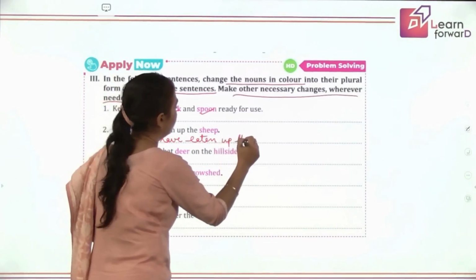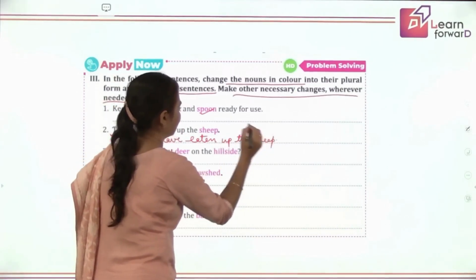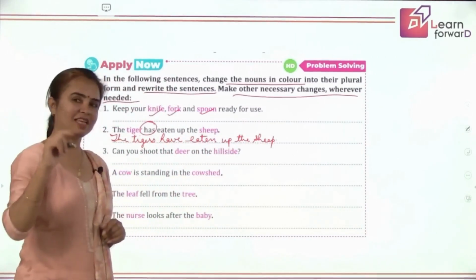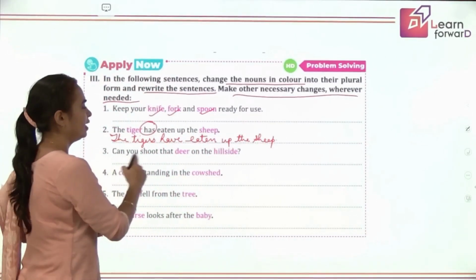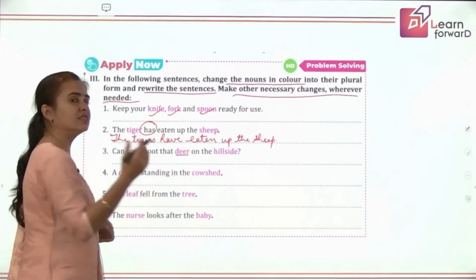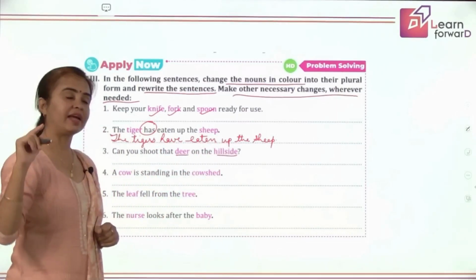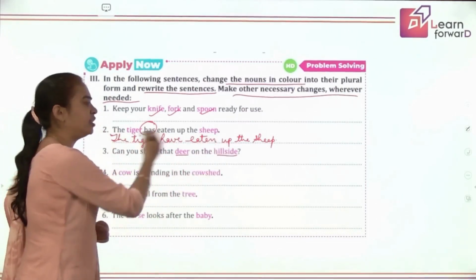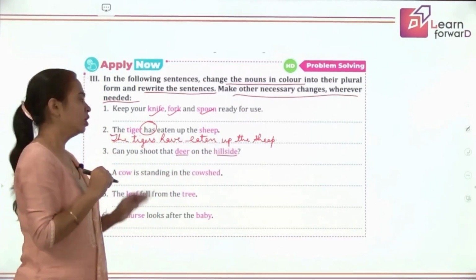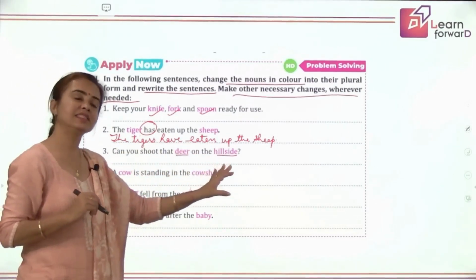What is the plural of sheep, children? Yes, this will not change. It's the same in singular as well as plural. Can you shoot that deer on the hillside? So plural of deer is deer, and hillside becomes hillsides. But is there any other change you need to make? No. So you'll just simply write, can you shoot that deer on the hillsides?